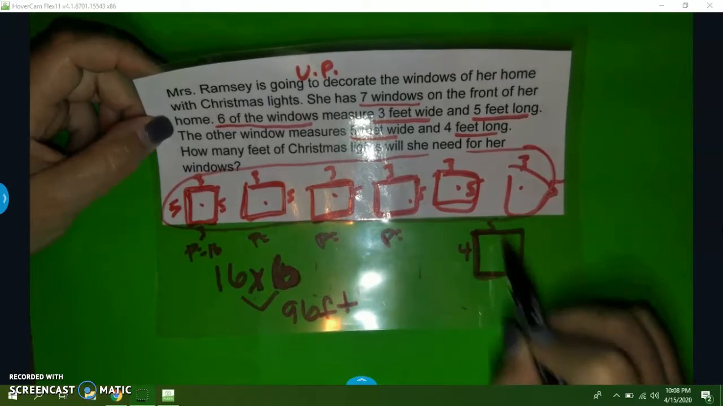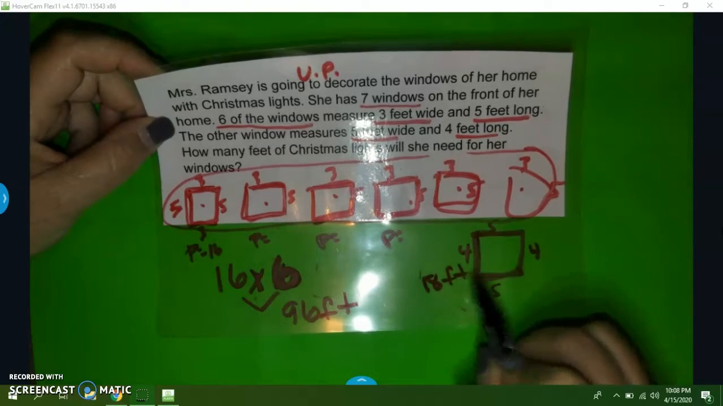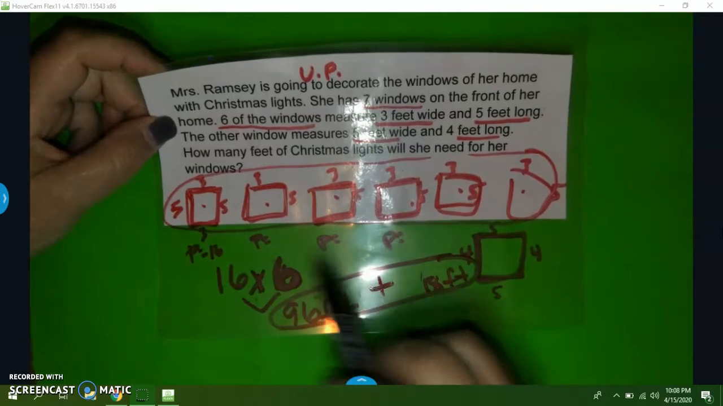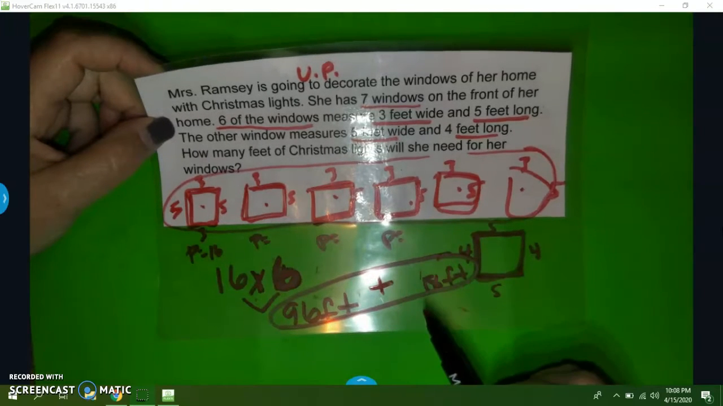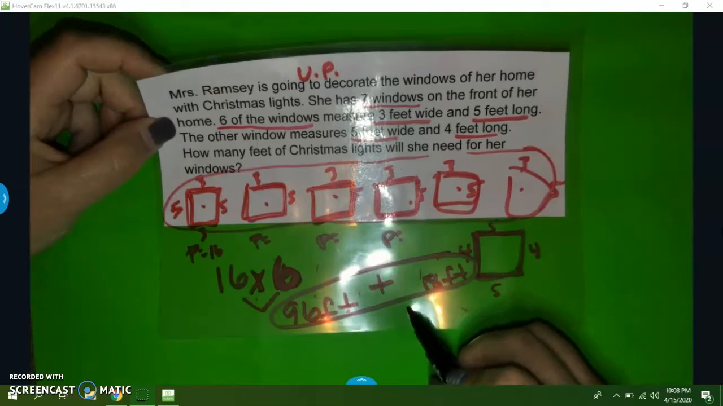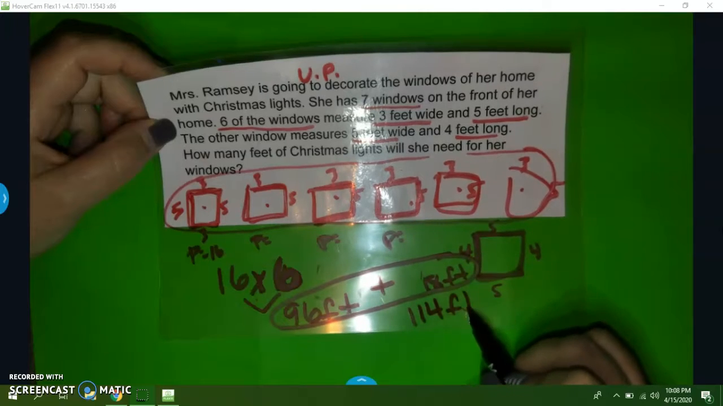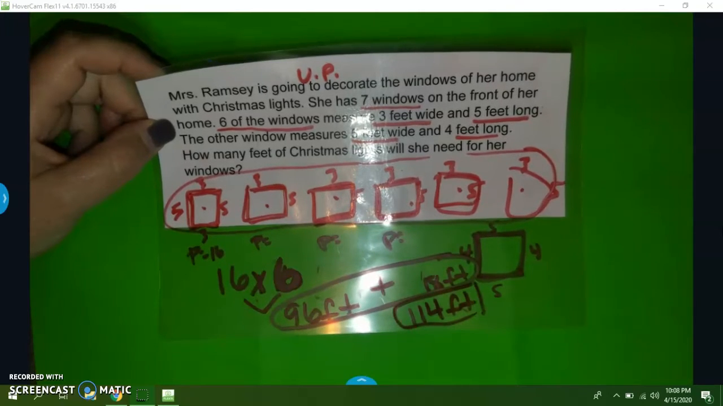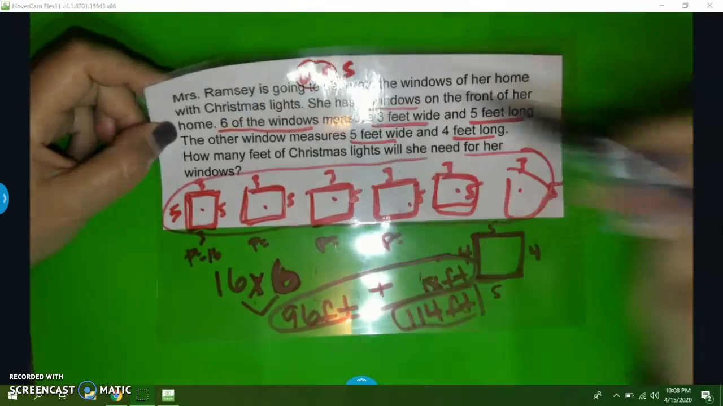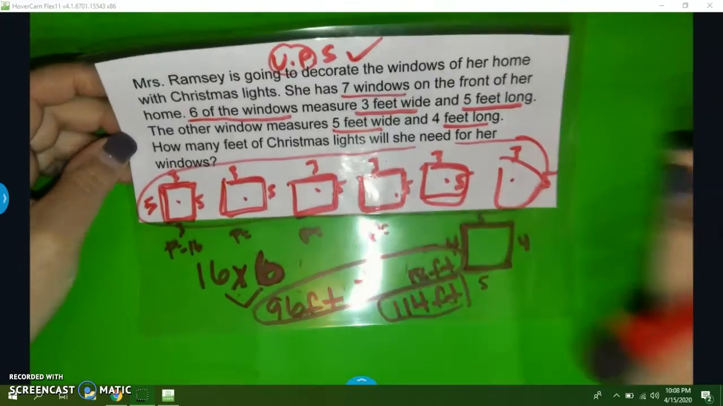And this window over here is going to be 5 and 5 plus 4 and 4. This window is going to need 18 feet. So that means that together, for all 7 of these windows, she is going to need a total of 114 feet of Christmas lights. And again, check my math, but that is how I solved it based on my understanding and planning. Feel free to check me with a calculator and comment on my video if you need to.